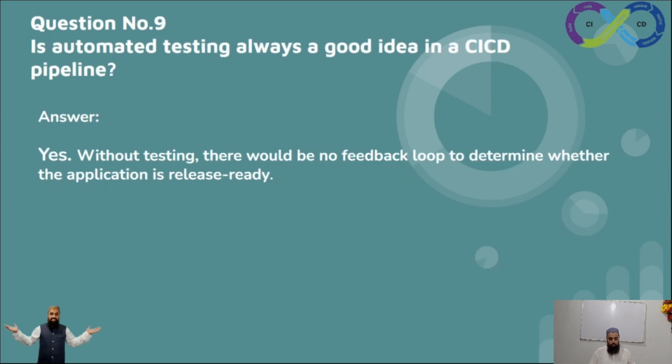Question number 9. Is automated testing always a good idea in a CI/CD pipeline? Yes, of course. Because without testing, there would be no feedback loop to determine whether the application is release ready. How can we say that our code is ready to be deployed? After all, we have to carry out integration tests or unit tests so that we know that there are no potential errors or vulnerabilities in the code. So without testing, we cannot say that our application is release ready. So automated testing is always a good idea in a CI/CD pipeline.